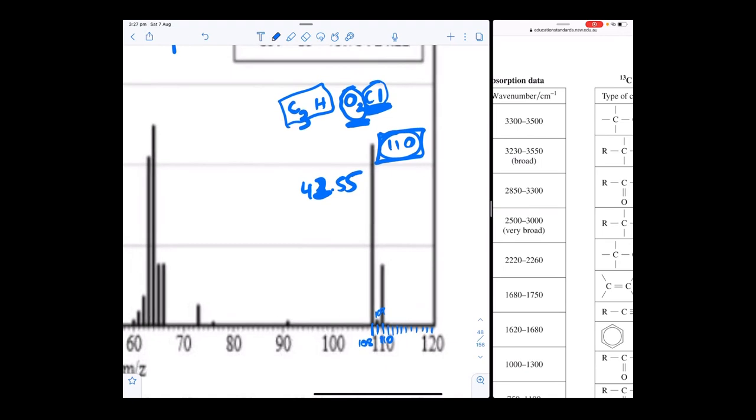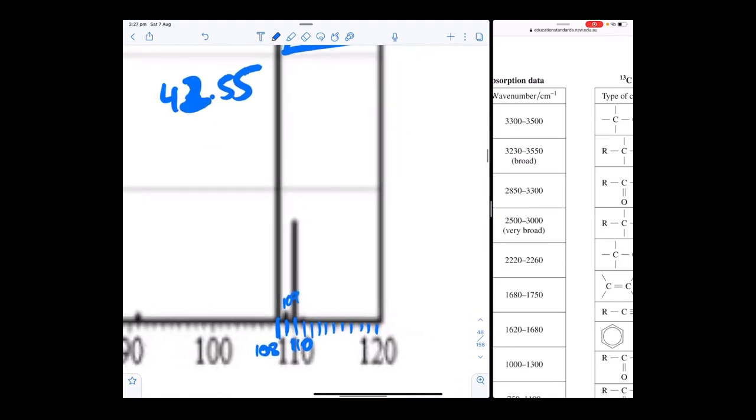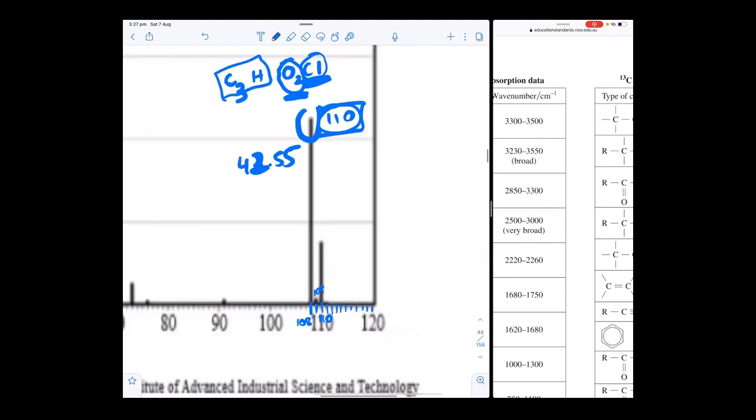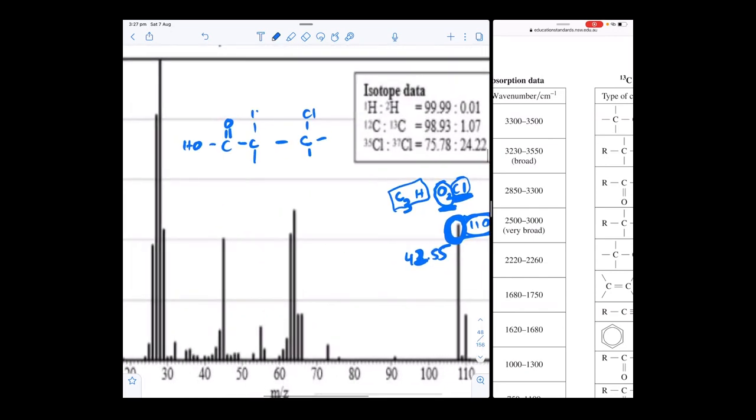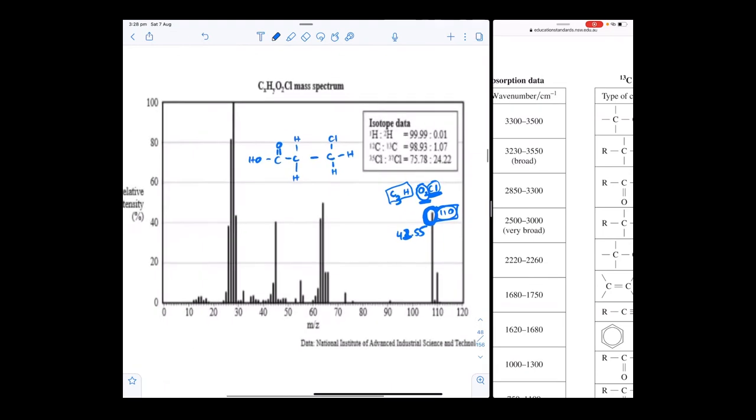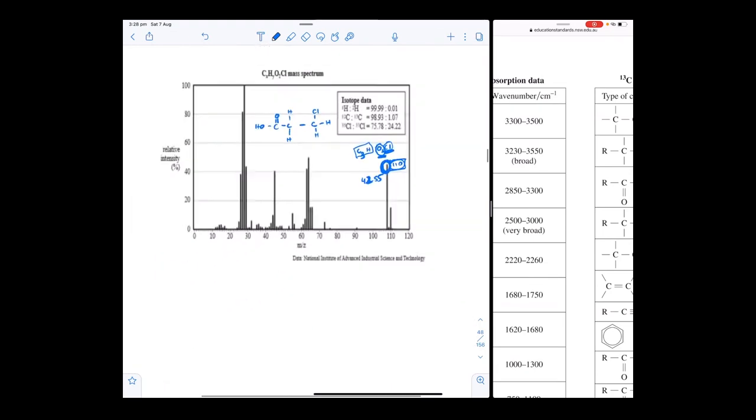The 108 would have been the actual relative abundance here, the highest relative abundance parent molecular ion, would be the actual relative abundance of the normal isotope. The 109 and 110 represent radioactive isotopes. Yeah, good. So that means this is the general formula of the compound. We can straight away assume that. And let's see if it fits with the rest of the graph.